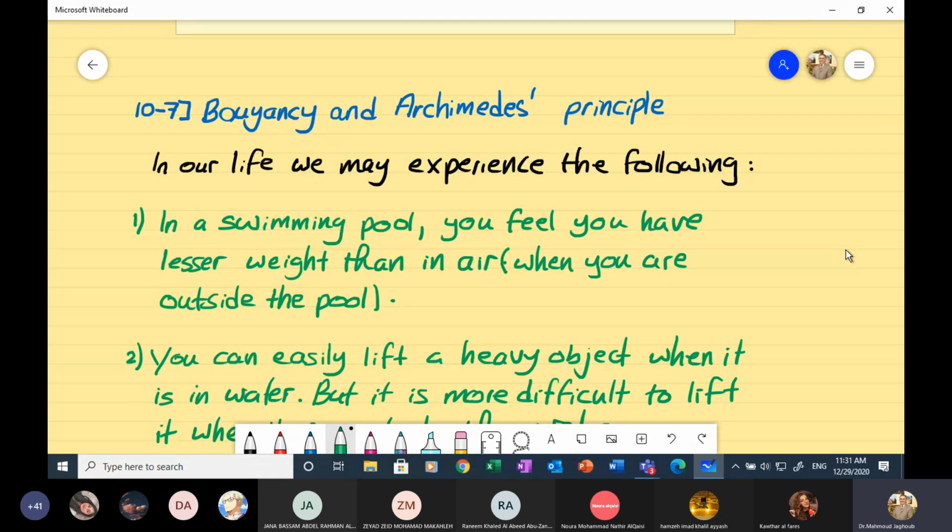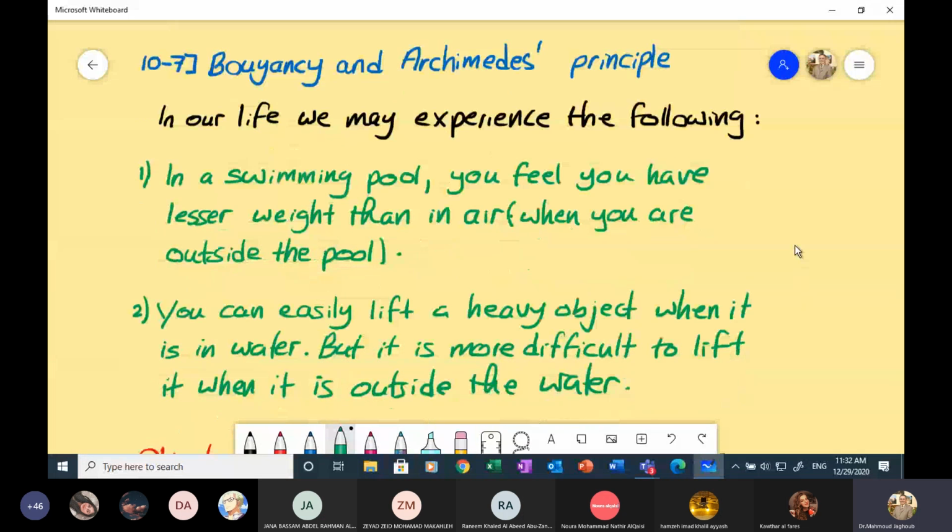Lighter. You feel lighter. Yes, you feel lighter. Every time you go swimming, you will feel that as soon as you are in the water, your weight has decreased. So the apparent weight in water is definitely smaller than it is in air. So why is it when we are in water, we feel lighter? We will study this phenomenon today. And in fact, even if you want to carry an object and that object is in water, you feel that its weight is smaller than its weight while it is in air. Today we will be seeing why this happens.